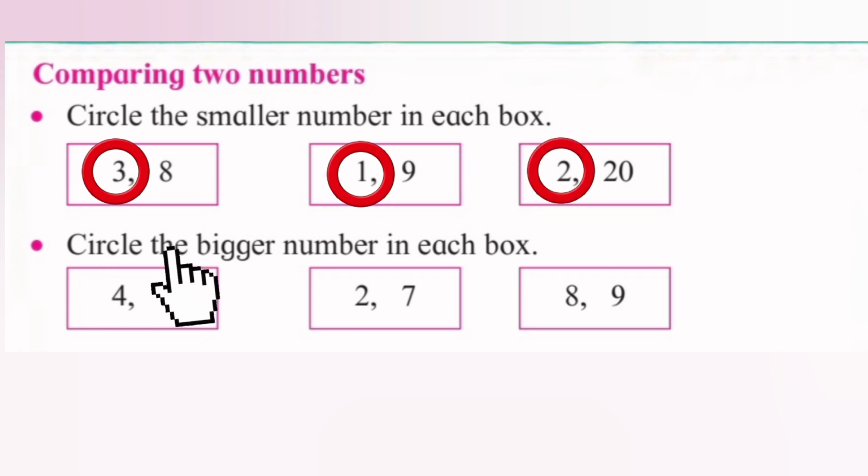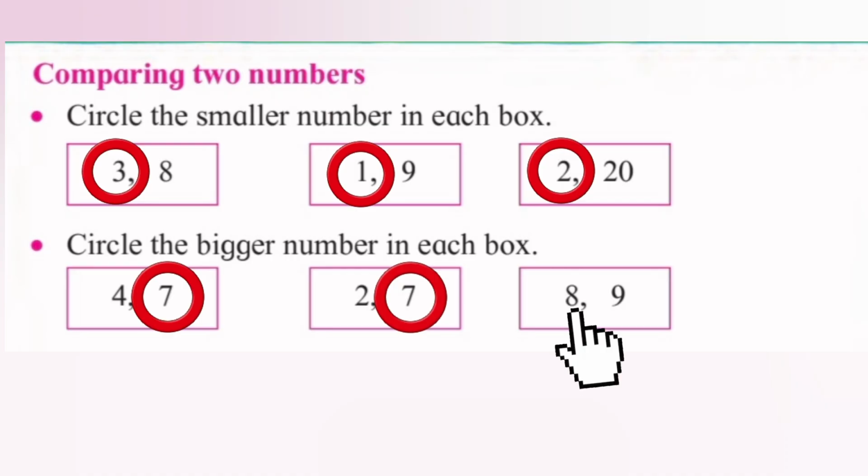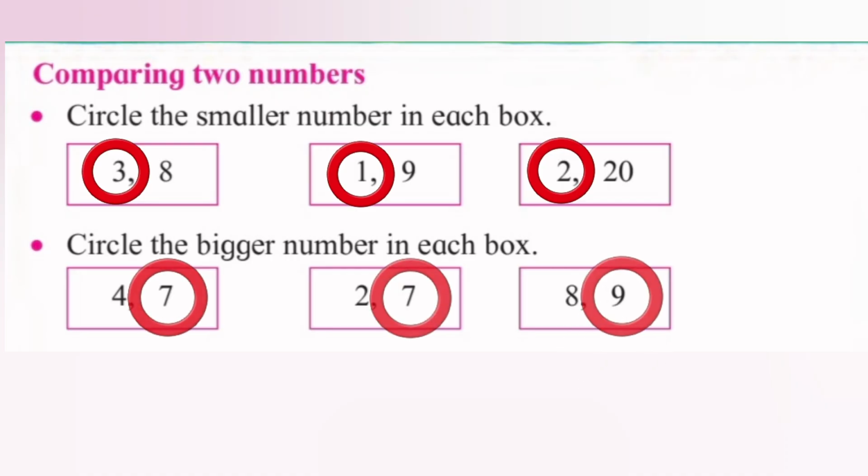Next, circle the bigger number in each box. Again, we will compare both the numbers. So here the numbers are 4 and 7. So we are looking for the bigger number. Between these two, the bigger number is 7. So we will circle the number 7. Between 2 and 7, 7 is the bigger number. Next, between 8 and 9, 9 is the bigger number.